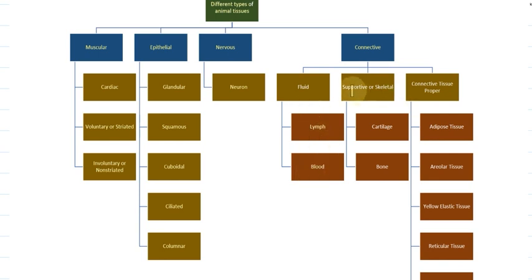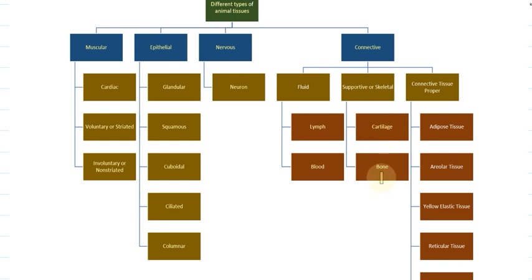Then moving on to the supportive or skeletal connective tissue. So this skeletal connective tissue is again of two types. One is cartilage and the other is bone. So what is cartilage? Cartilage is a connective tissue in which the intercellular matrix is composed of proteins and it is slightly hardened by the presence of calcium salts. Then there are bones.